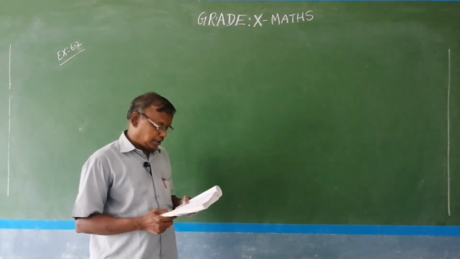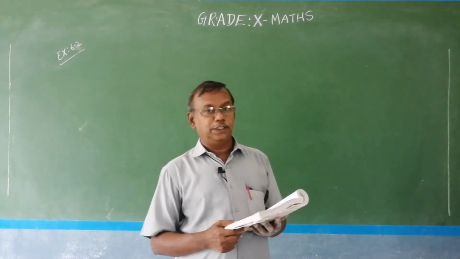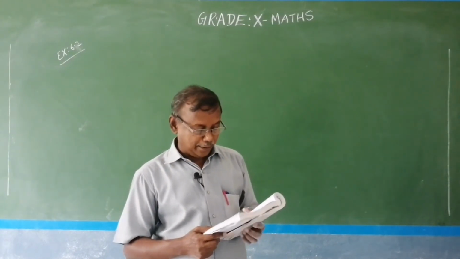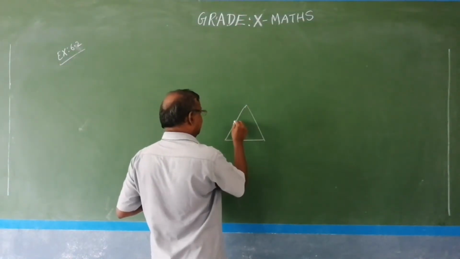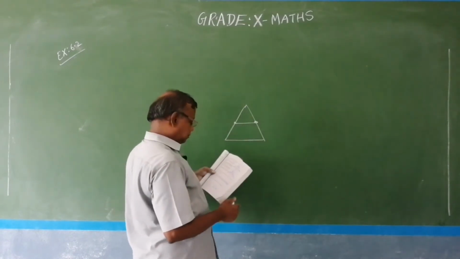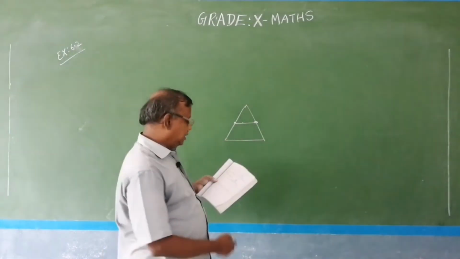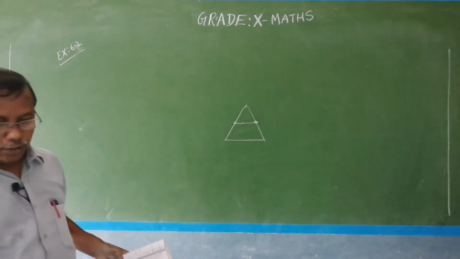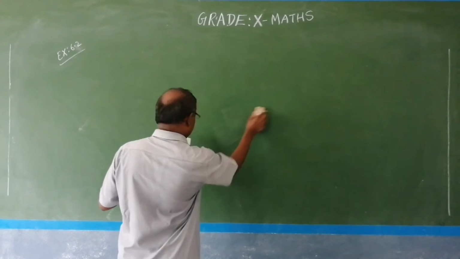Dear students, question number 8 is homework. Using theorem 6.2, 6.2 means converse of BPT, prove that a line joining the midpoints of any two sides of a triangle is parallel to the third side. So, using the converse of BPT, you have to prove this. This is homework, and let me solve problem 9.